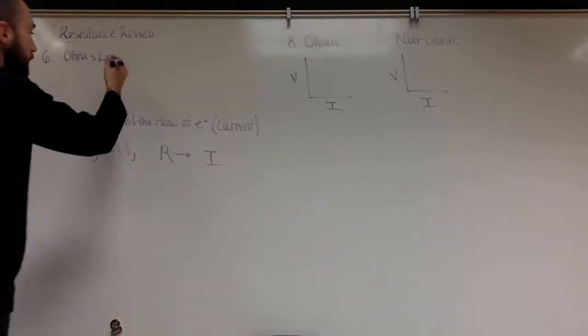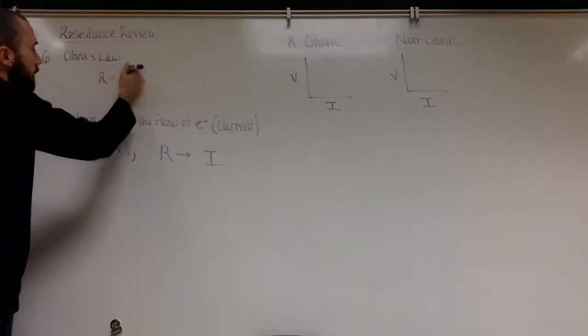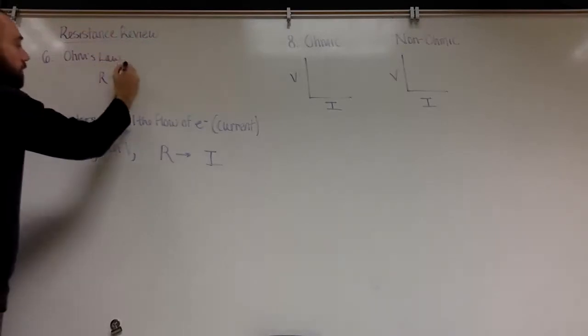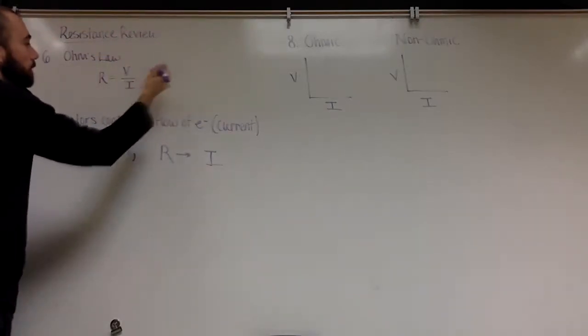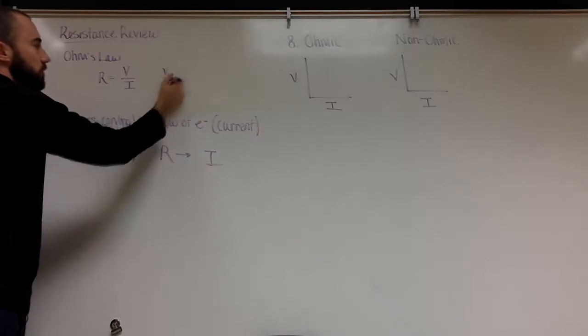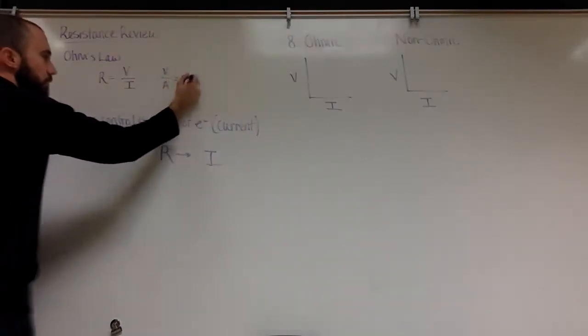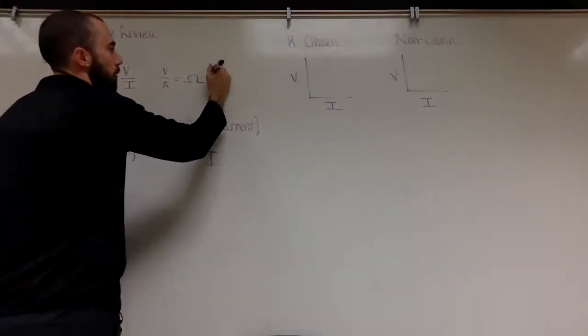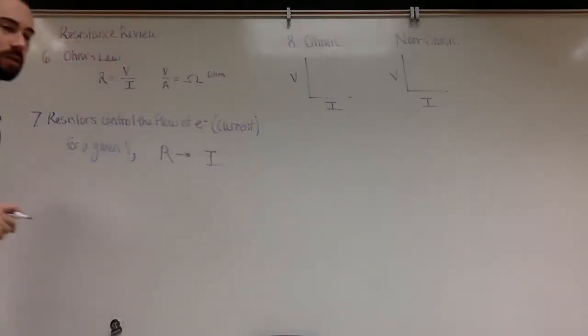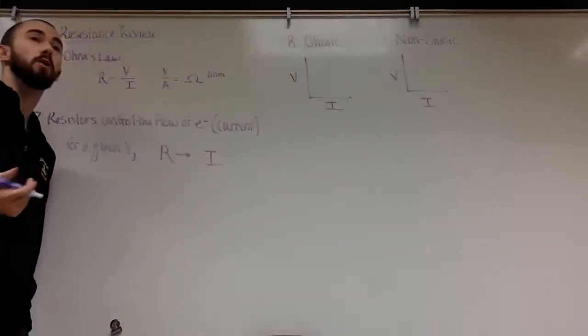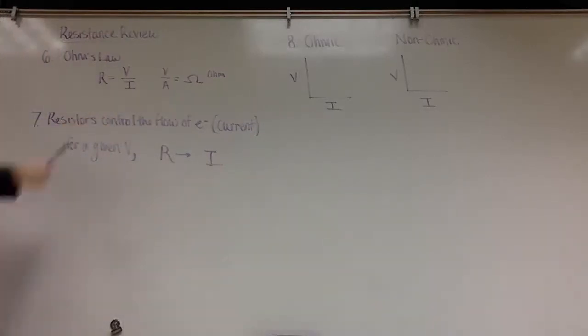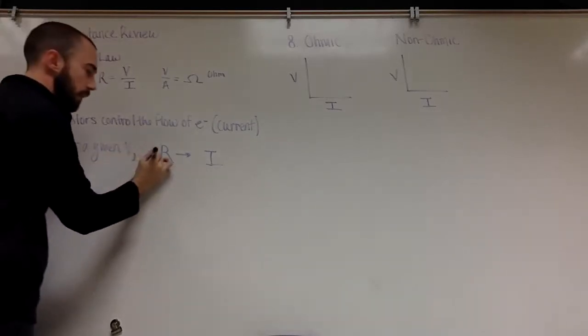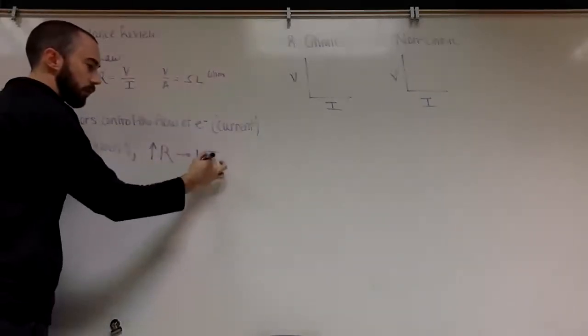All right, now for our resistance review. Resistance is equal to voltage over current. And remember, units of voltage, volts, current, amps. If you take volts over amps, you get a capital omega, which is an ohm. And it's the unit that measures how resistive to flow a substance is, of a flow of electrons, which, as we look right here, resistors control the flow of electrons. So for a given voltage, the higher your resistance, the lower the current.